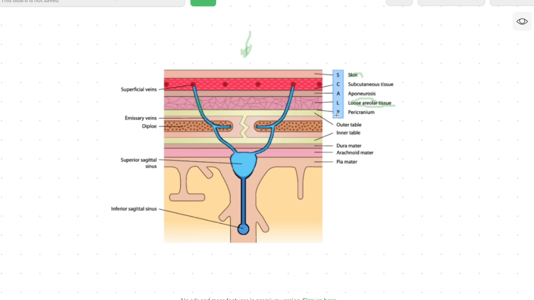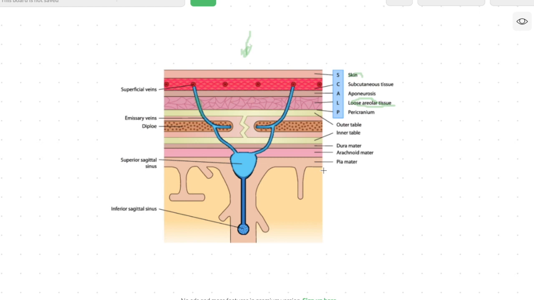If you got an infection from outside, say you got hit by something, the blood from these emissary veins is going to drain back into your sagittal sinus, and from there your infection can travel downwards and infect your dura mater, or your meninges, which has three layers: dura mater, arachnoid mater, and pia mater. We'll talk about the meninges in another video, but in this section we'll only be covering the scalp.